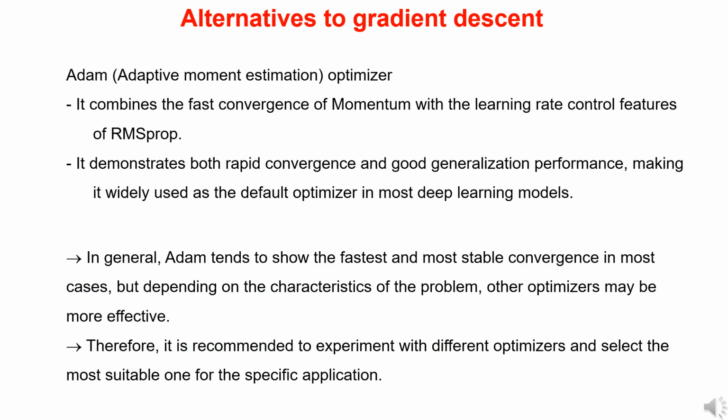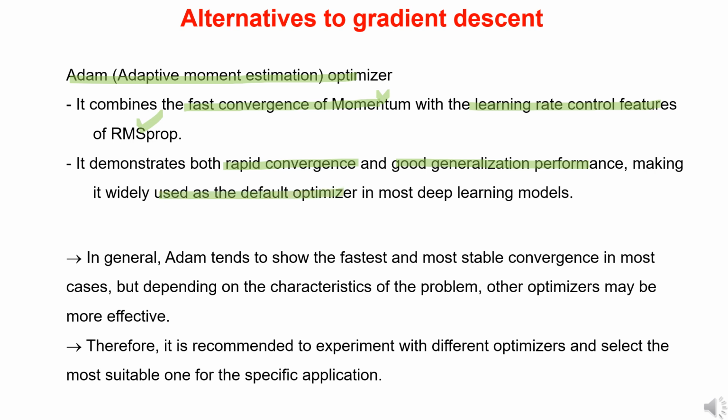Lastly, let's discuss the Adam optimization algorithm. The Adam algorithm leverages the inertia effect from the momentum algorithm to achieve faster convergence, meaning it uses previous gradient information to make the gradient updates quicker and more efficient. It also incorporates the learning rate control feature from RMSprop, adjusting the learning speed based on the gradient size to enhance stability during training. Because of this combination, Adam shows fast convergence and good generalization, making it the default optimization algorithm in most deep learning models.